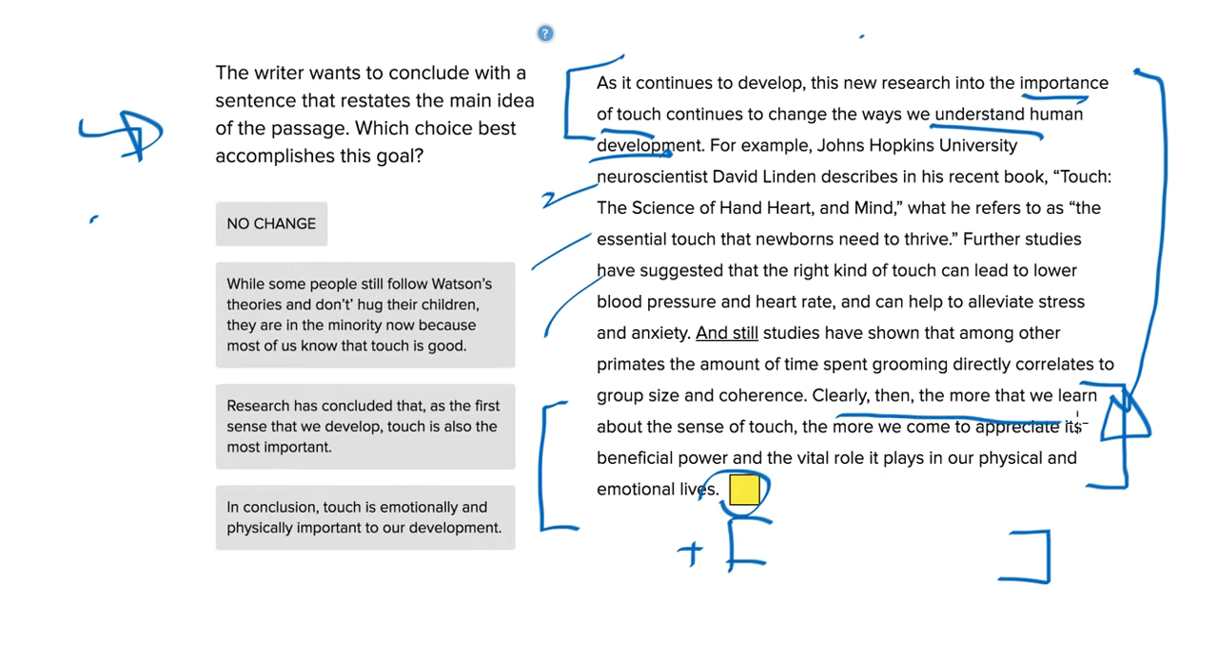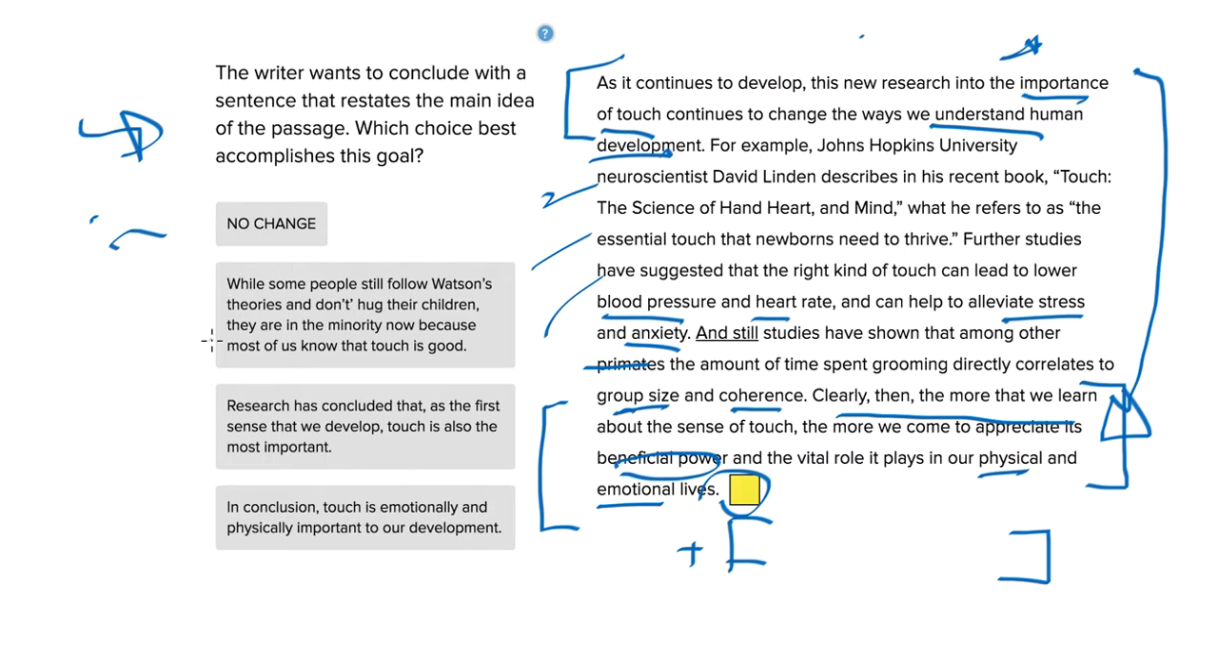The last sentence says, clearly then, the more that we learn about the sense of touch, okay, so research, we saw that, the more we come to appreciate its beneficial power. Yep, it's good. We saw here that it could lower blood pressure and heart rate and also alleviate stress and anxiety, the vital role it plays in our physical and emotional lives. So physical, yeah, lower blood pressure and heart rate are physical things. Emotional lives, so it can alleviate stress and anxiety, that seems to be emotional. But also, these studies show that other primates, including us in this point of view, can have greater group size and better coherence, which means they're more social with each other. They can survive with more primates around, or in our case, we get along with more people. So it looks like this has physical and emotional pluses. That looks really good so far.